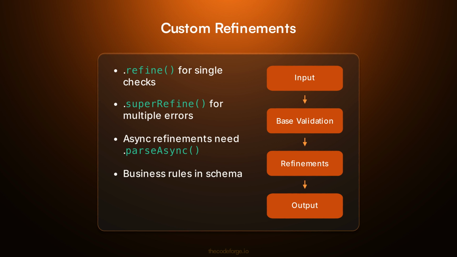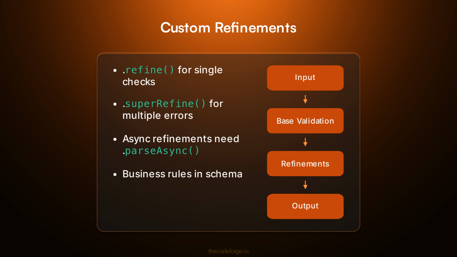Built-in validators cover types, but business rules need custom refinements. Use refine for single checks and superRefine for multiple errors. Async refinements like database uniqueness checks require parseAsync.